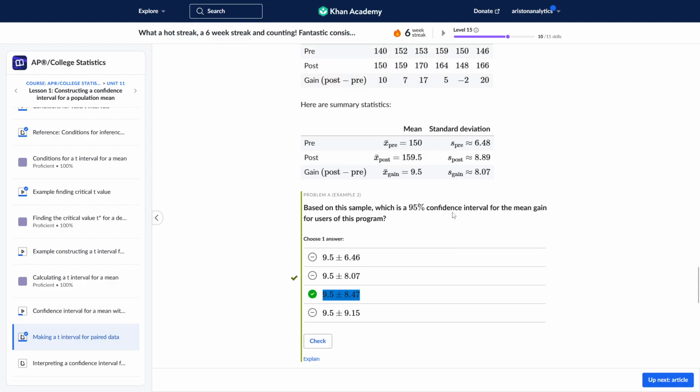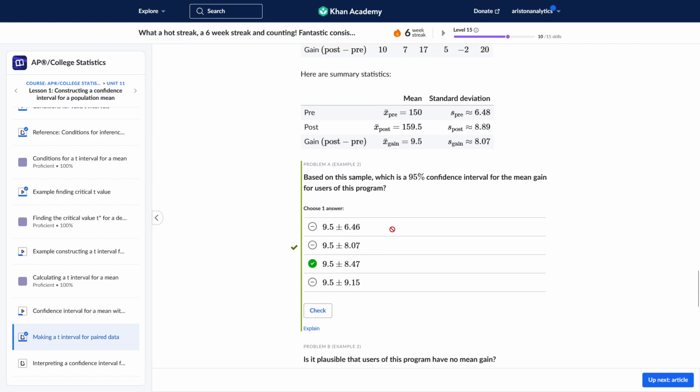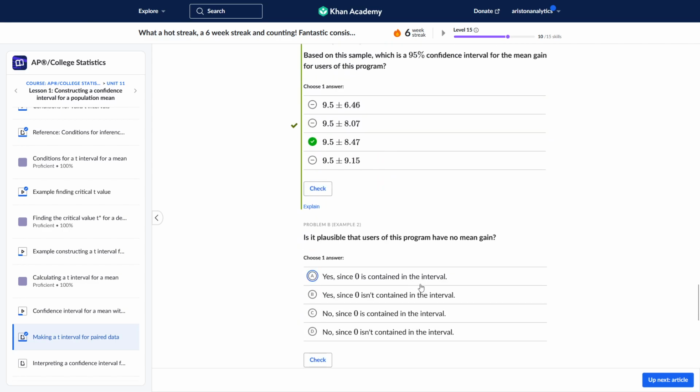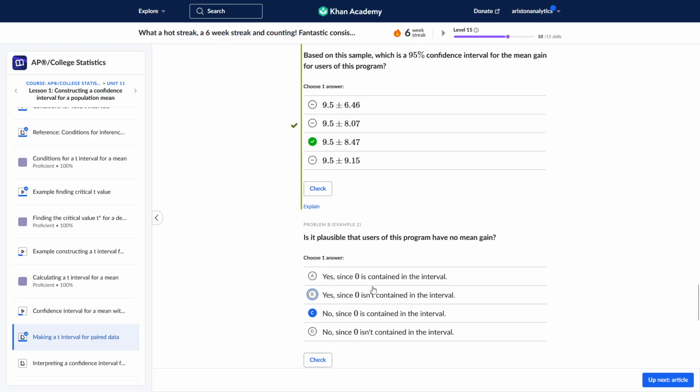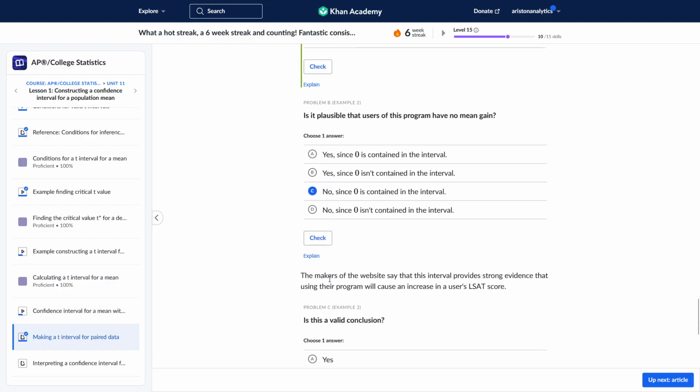Hold on. Plus minus. Wait. 8. No. 0 is not in the interval, so... I'm so bad at this. Okay, so confidence interval. Oh, I wish I could draw.